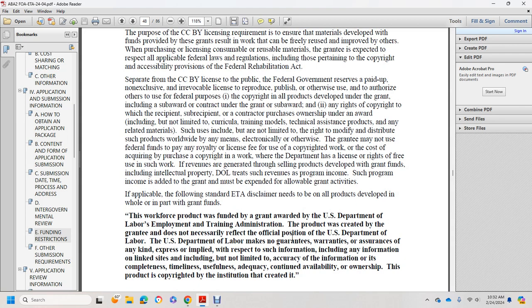If applicable, the following ETA disclaimer needs to be on all products developed in whole or in part with grant funds. This workforce product was funded by a grant awarded by the U.S. Department of Labor's Employment and Training Administration. The product was created by the grantee and does not necessarily reflect the official position of the U.S. Department of Labor. The U.S. Department of Labor makes no guarantees, warranties, or assurances of any kind, express or implied, with respect to such information, including any information on linked sites, including but not limited to accuracy of the information or its completeness, timeliness, usefulness, adequacy, or continued availability. Ownership of this product is copyrighted by the institution that created it.